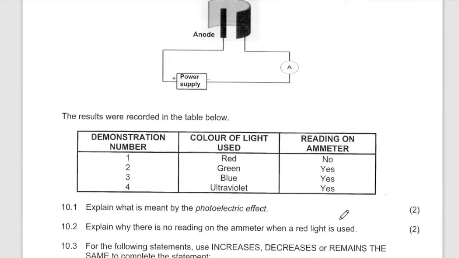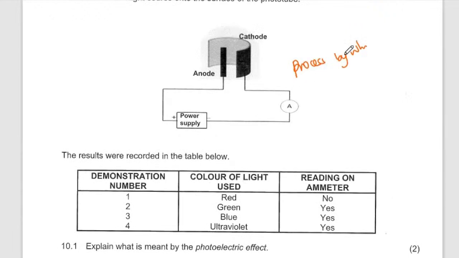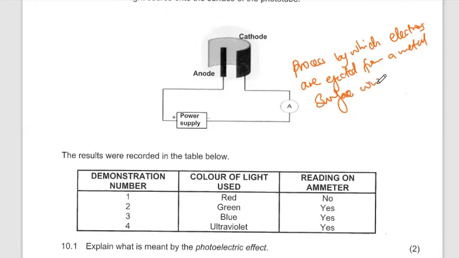Okay. Can we explain what is meant by the photoelectric effect? So we know that this is just a process by which electrons are ejected from a metal surface after light of sufficient frequency shines on it.